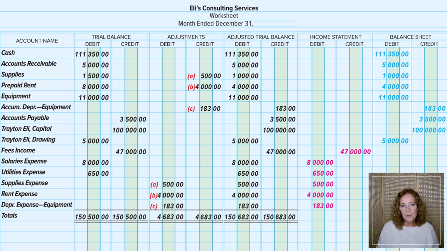Next, we'll sort the amounts in the adjusted trial balance columns into balance sheet accounts and income statement accounts. We enter the balance sheet amounts into the balance sheet columns and enter the income statement amounts into the income statement columns. All the accounts from cash to Trayton Eli drawing are balance sheet accounts, whereas the fees income to depreciation expense are income statement accounts.